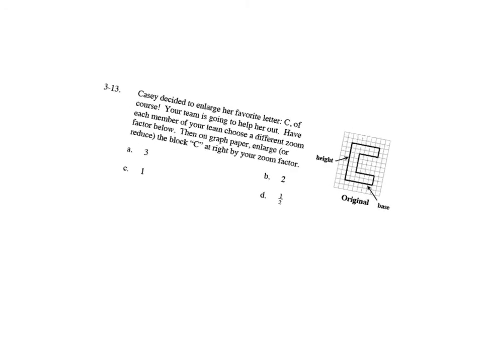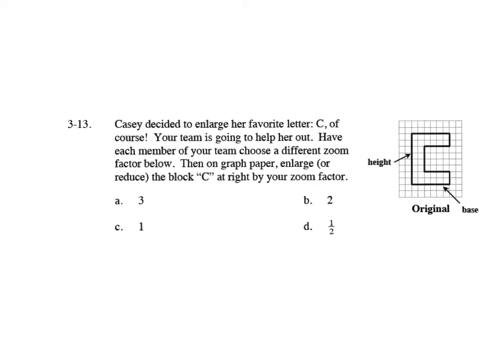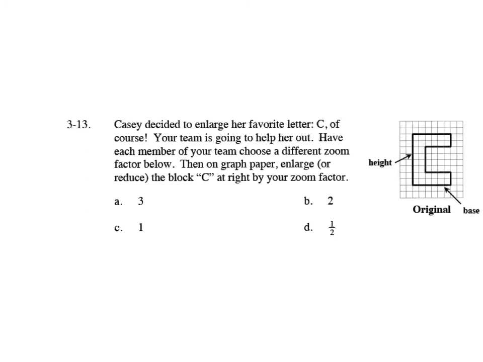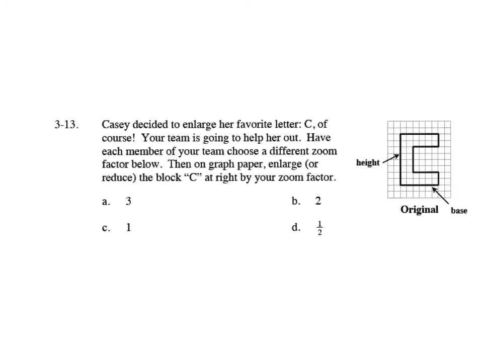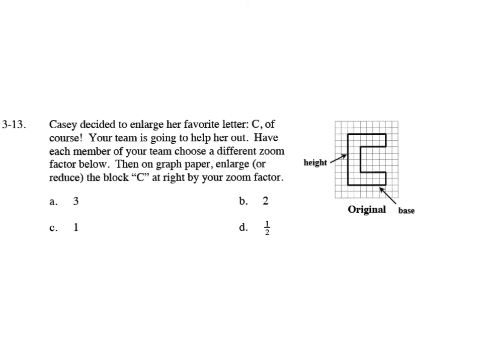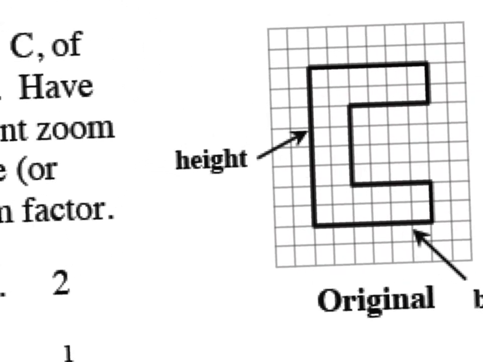Alright, so now Casey has something in mind with you guys at the same time. This problem 3-13 deals with Casey, and she's bored out of her mind, probably like some of you are, because she wants to enlarge her favorite letter, C. It says your team is going to have to help her out. Each member of the team is going to choose a different zoom factor below and then graph it. And we're not going to do that. I'm not going to ask that you do something like that.